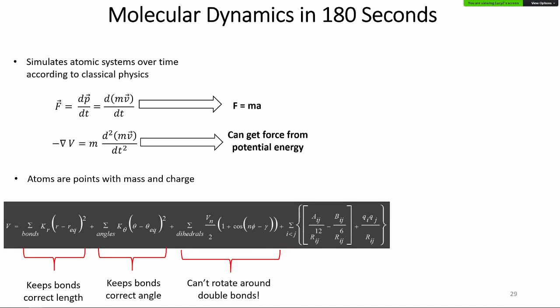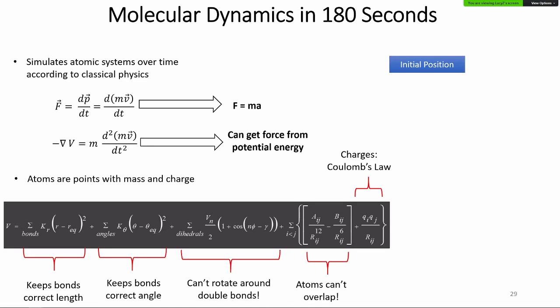If you have a double bond, it's rigid. You can't rotate around that, and that's how we do this. Then we have this sort of funky 12-6 term over here that just says atoms can't overlap. They have mass, right? If you have 2 points, they can't be on top of each other. They have mass. That's just nature, right? And the last one is Coulomb's law, charge-charge interactions. Again, Newton's laws. This is all very, very kind of simple physics.